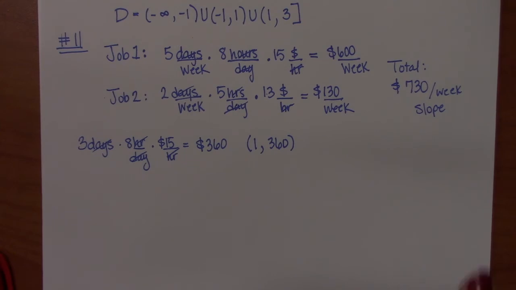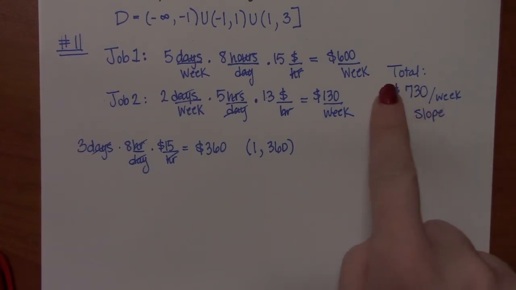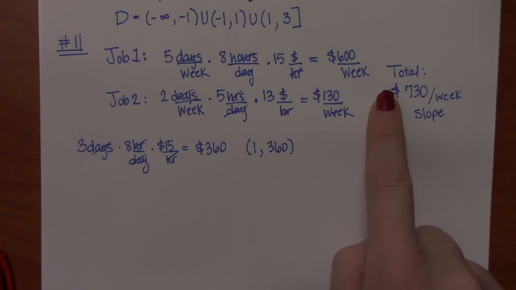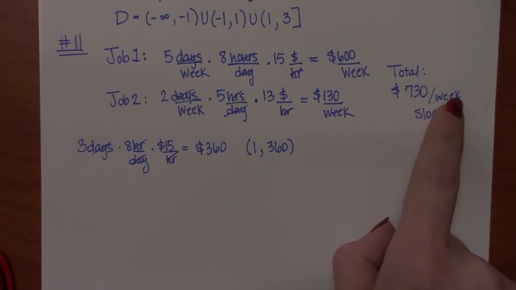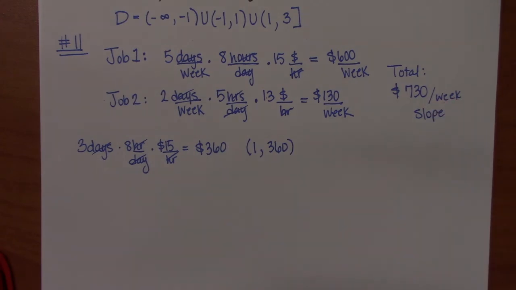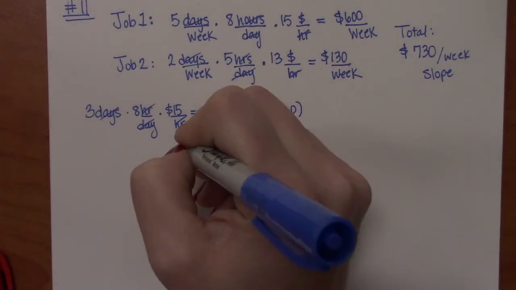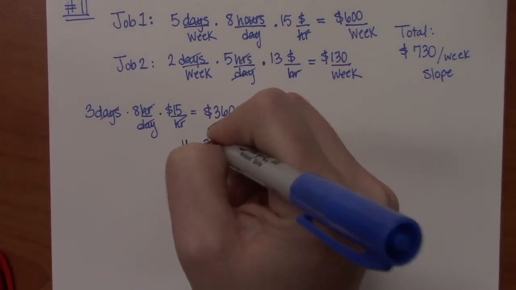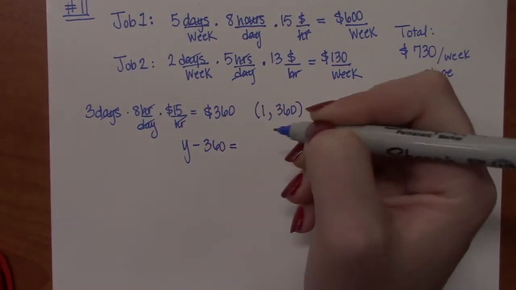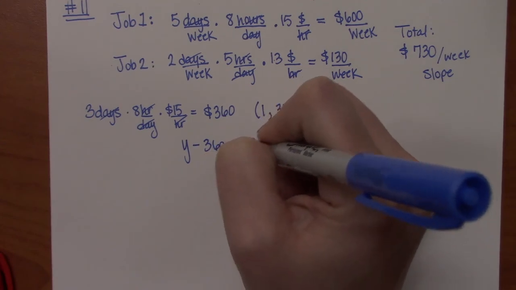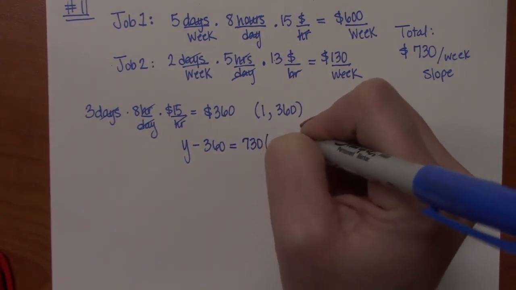The other way I knew to do it that way was to look at the slope. Look at the units of the slope, dollars per week. That means that's Y, that's X, because slope is delta Y over delta X. So now if we use the point-slope formula, we say Y minus 360 equals 730 times X minus 1.